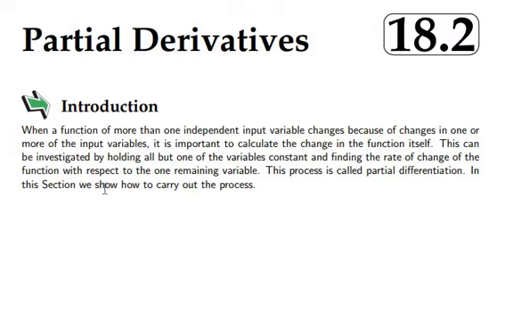What do you mean by partial derivative, first that we all have to know. When a function of more than one independent input variable changes because of changes in one or more of the input variables, it is important to calculate the change in the function itself. This can be investigated by holding all but one of the variables constant and finding the rate of change of the function with respect to the one remaining variable. So this process is called partial differentiation. In this section, we show how to carry out the process.